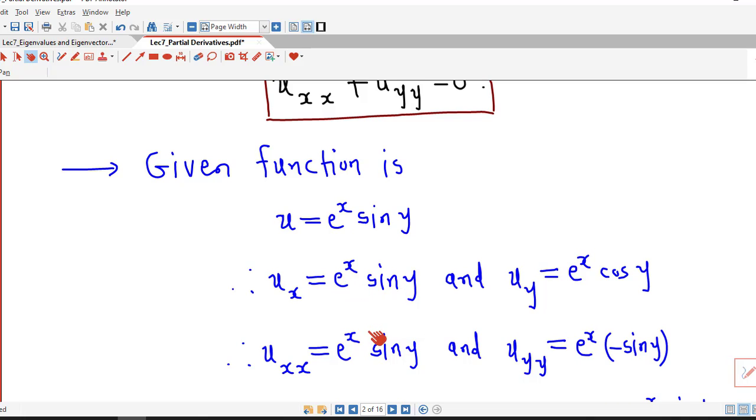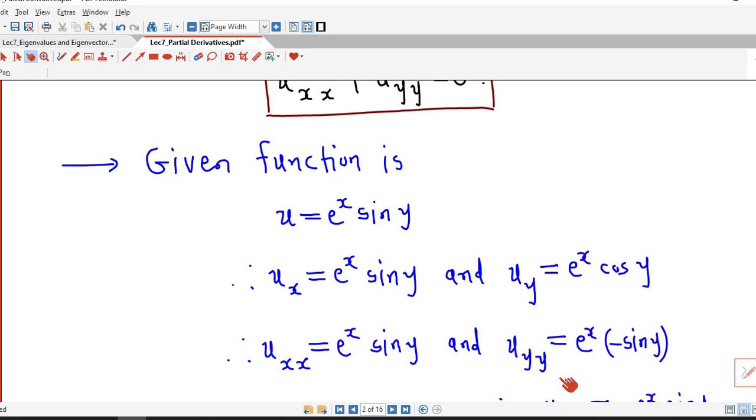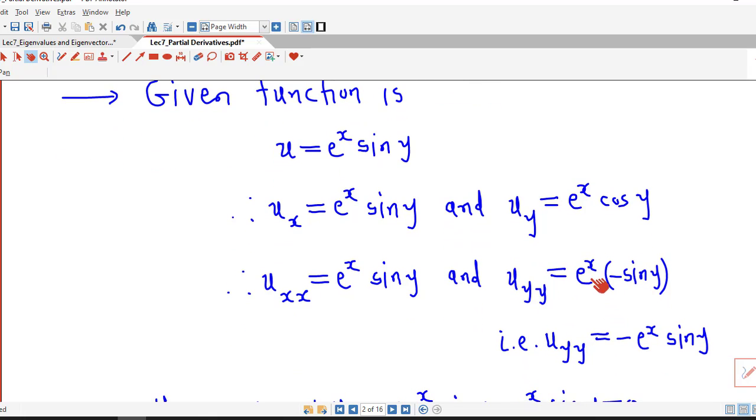So derivative of e raised to x sin y with respect to x, sin y is constant, derivative of e raised to x is e raised to x. Similarly, we differentiate del u by del y with respect to y. So here e raised to x as it is, because derivative is with respect to y, therefore e raised to x is constant, and derivative of cos y is minus sin y.